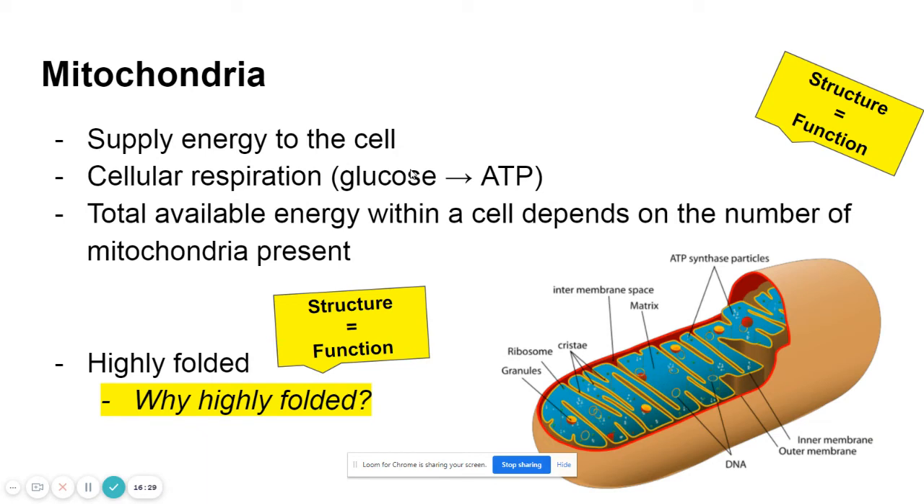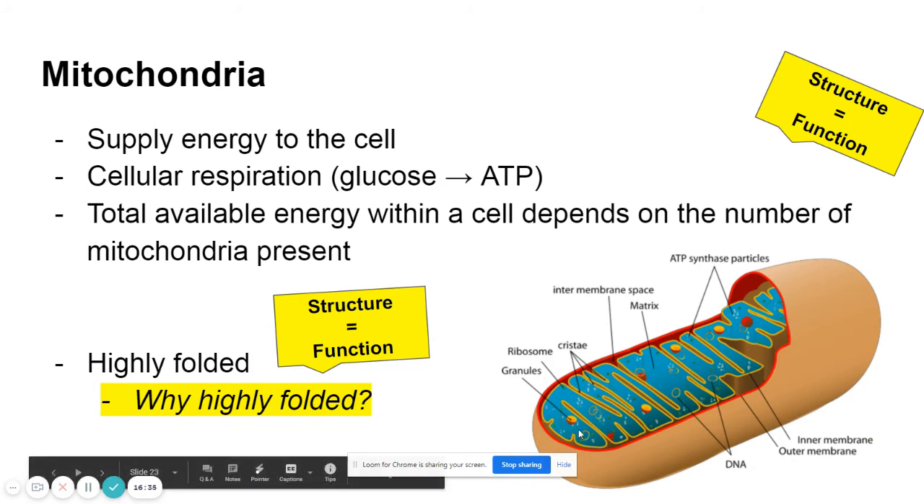All right, so you'll notice again that the mitochondria is highly folded. And again, the reason why it is highly folded is to increase surface area for more reactions. And in this case, to increase surface area for making more energy for the cell.